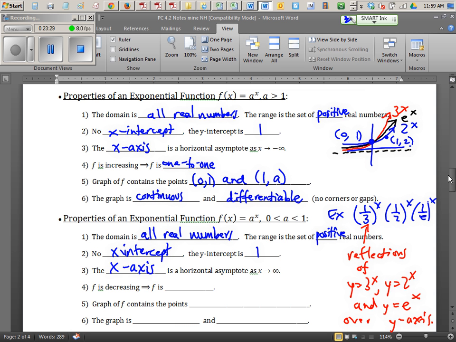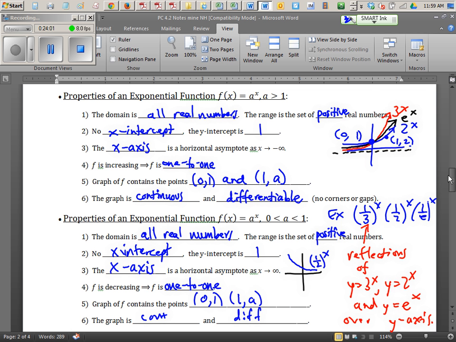Okay, f is now decreasing. That's true. That's a little different. Your graphs will now look like this. You know, (1/2) to the x. It'll be falling instead of rising because it's reversed, but it's still one-to-one, right? So we'll fill that blank. The graph still contains the point (0, 1) and (1, a). It's just a is now a fraction. The graph is still continuous. The graph is still differentiable.